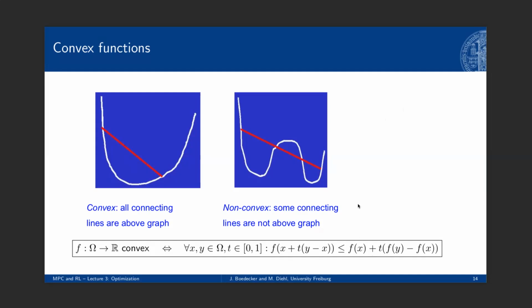And a convex function is nice. You can already imagine it has probably only one local minimum, and that's actually the case. Yeah?